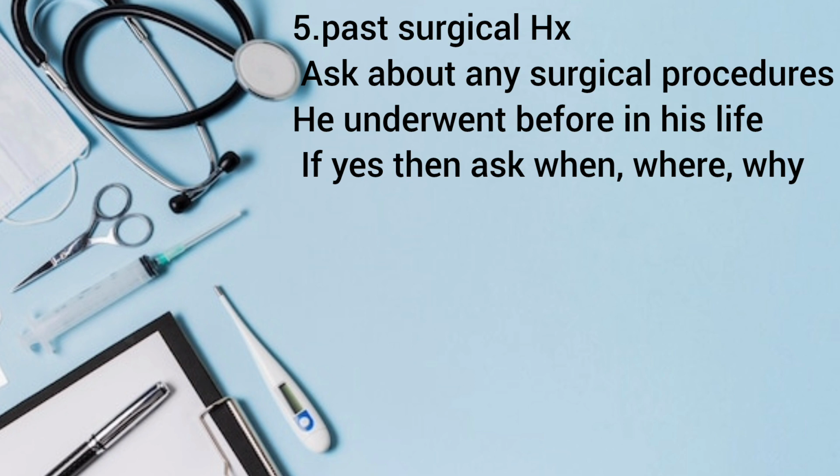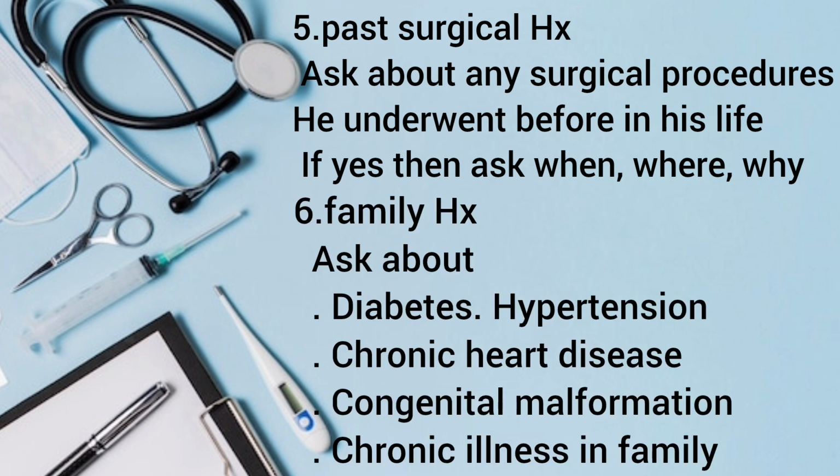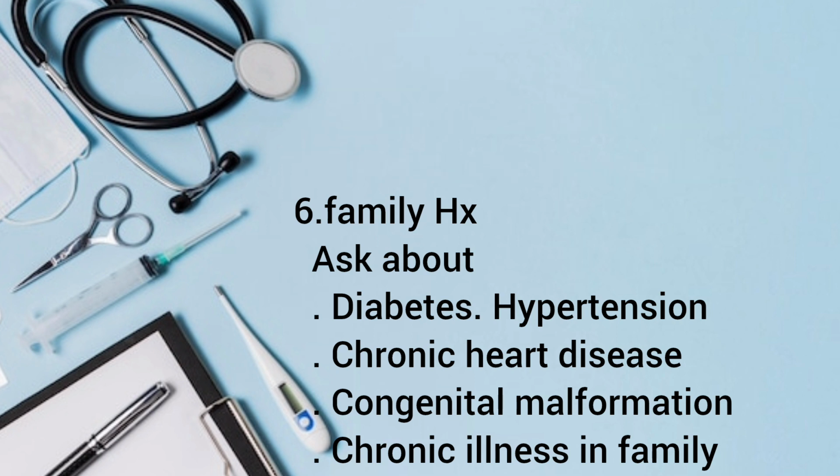Step 5 is past surgical history. Ask about any surgical procedure he has undergone before in his life. If yes, then we will ask the patient when, where and why. Step number 6 is family history. Ask the patient about diabetes, hypertension, chronic heart diseases, congenital malformation, chronic illnesses in family.